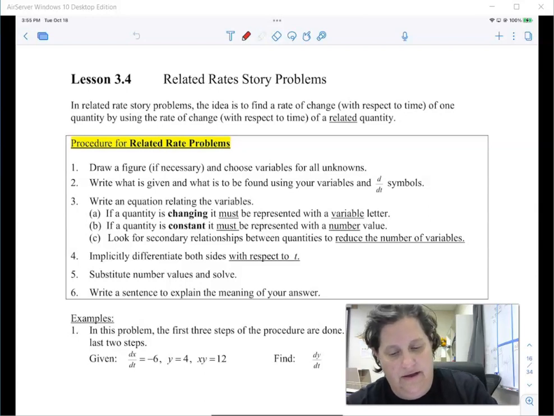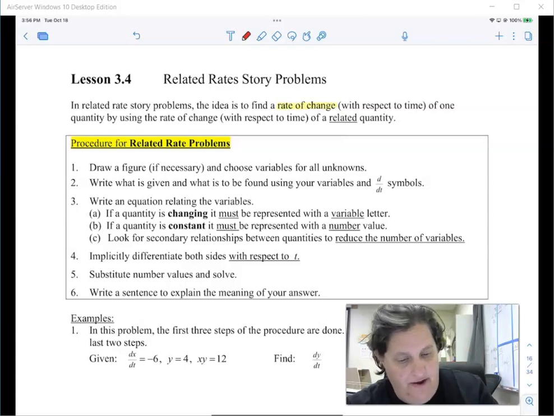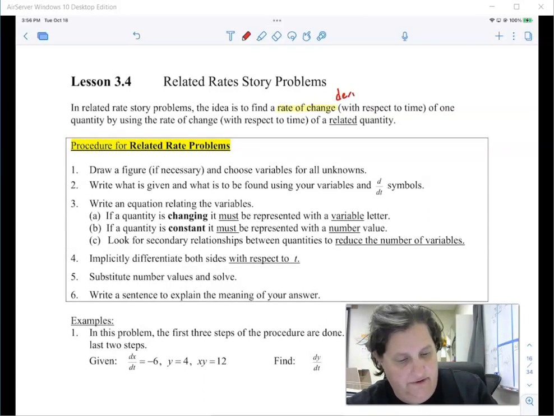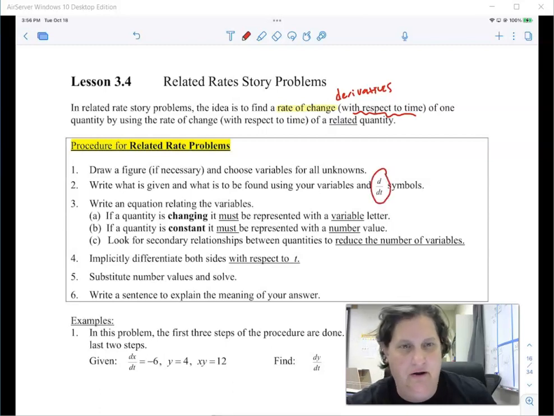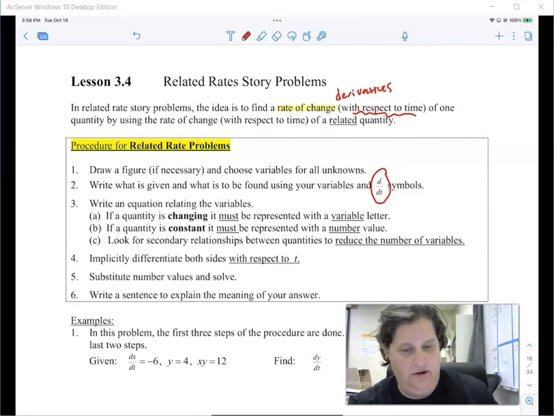Okay, so the idea of a related rate problem is to find a rate of change, usually with respect to time, of one quantity by using a rate of change of the related quantity. So that's what they call related rates. Two things are related to each other, okay? And when we find rates of change, we're looking at derivatives. And notice how it says with respect to time. So we're going to be taking derivatives a lot of times with respect to the letter t, all right? Because that's going to stand for time.